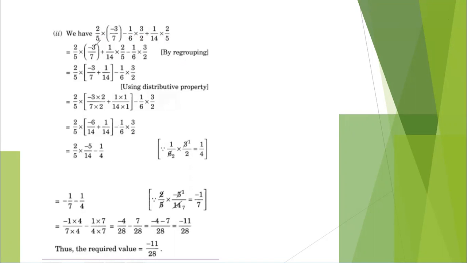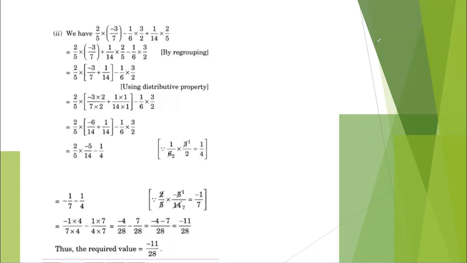We do this by picking out the common, right? Which is 2 by 5. So our first term will be 2 by 5 multiplied by minus 3 by 7. Our second term will be plus 1 by 14 multiplied by 2 by 5. The leftover term, which is minus 1 by 6 multiplied by 3 by 2, is the last term, which is term 3. That's how we have regrouped here, right?